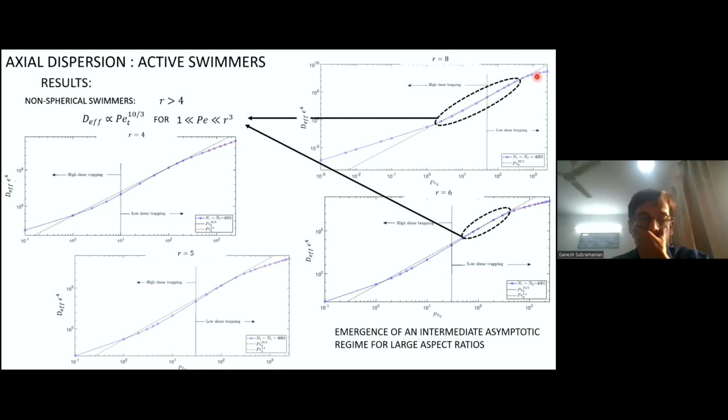Okay, so one thing that I want to point out is that for the largest aspect ratios, which are 6 and 8 here, there is the emergence of an intermediate scaling regime where the diffusivity exhibits a scaling of 10/3, which remember was the scale for the infinite aspect ratio swimmer. So in other words, what happens as the swimmer aspect ratio increases is that the anomalous regime is postponed or delayed until an infinite Peclet, and the entire range of Peclets when the aspect ratio is infinite corresponds to a scaling of 10/3.